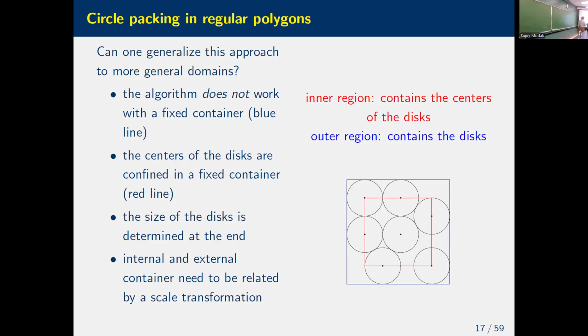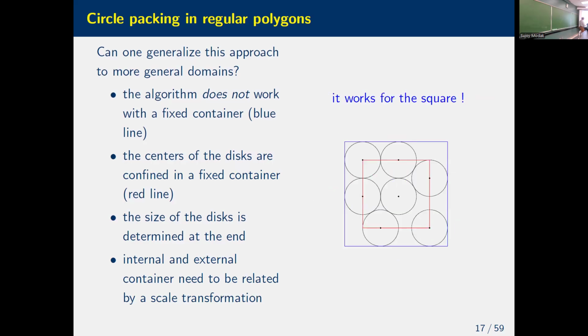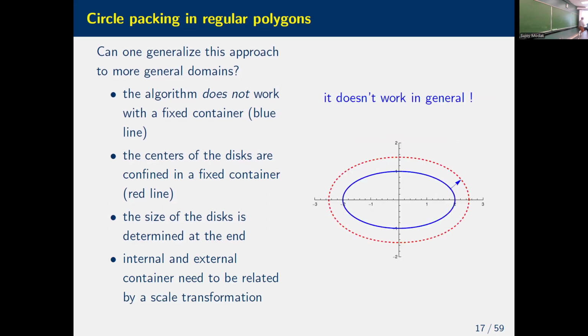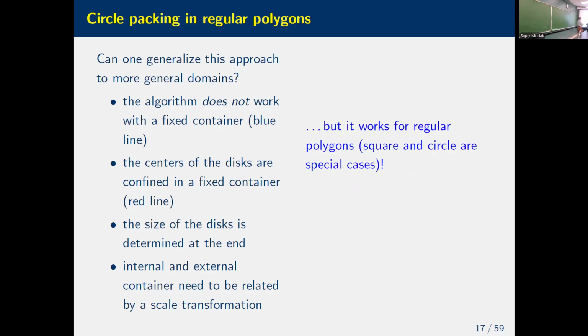So let's see an example. Imagine that you have an elliptical container, and then you want to scale this down. Okay. When you scale, they don't overlap. So the elliptical container, for example, wouldn't be good for the algorithm. It cannot do it.